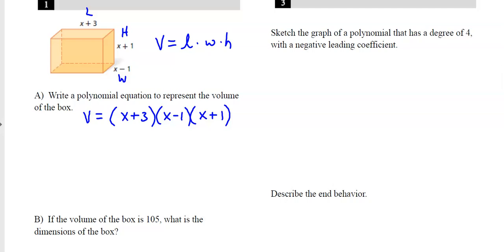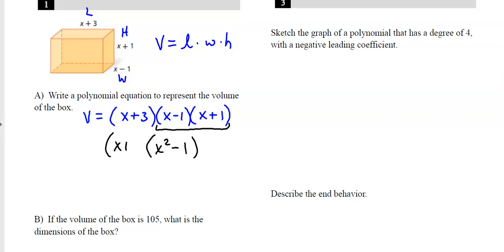And so I'm just going to do these last two. I like to do the last two and then distribute the x plus 3. So that's going to be x squared minus 2x. Or actually, take that back. That's the difference of squares. So that's just going to be x squared minus 1 for that back part.